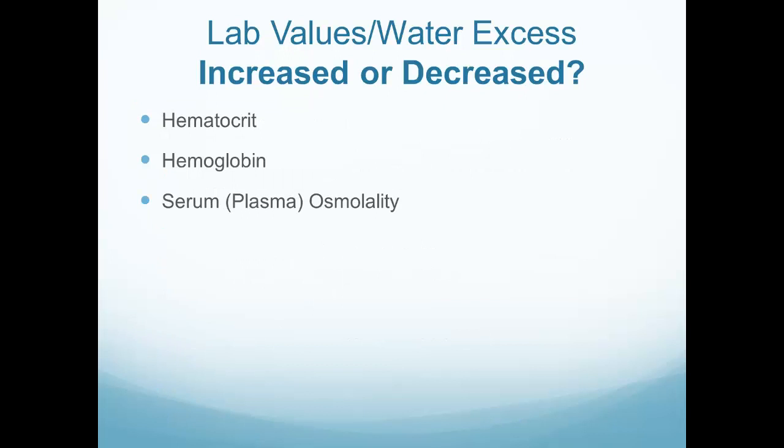So what would we expect to see in our lab values as far as our hemoglobin, our hematocrit, and our serum plasma osmolality? Remember, whenever you see the term osmolality, always think of concentration. So here we're talking about what would the serum plasma concentration be if the patient had water excess? What would these values be, increased or decreased? Well, if you said decreased, you'd be right. Okay, think about it this way. If we have water excess, we have too much water on board, that means we've diluted this stuff too much.